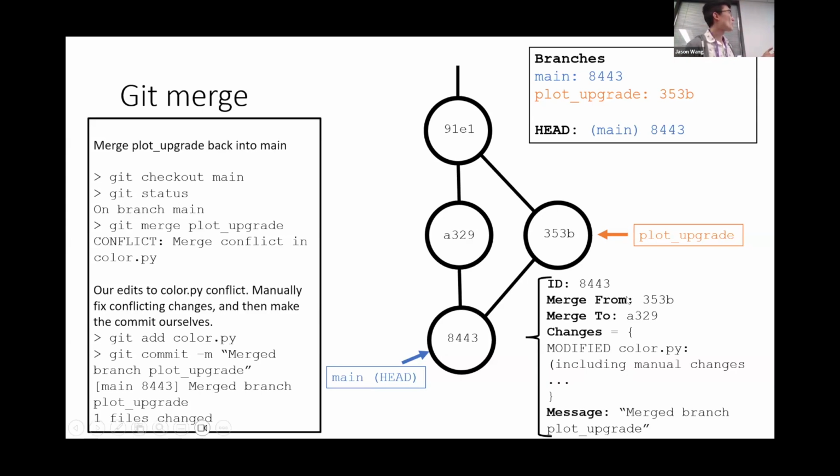The ID is still 8443. It's still merging from 353B, merging to 8329. Has the same message. The current state of our repository is still the same. Main still has 5 commits. Font upgrade still has 4. It's still the same kind of version history.